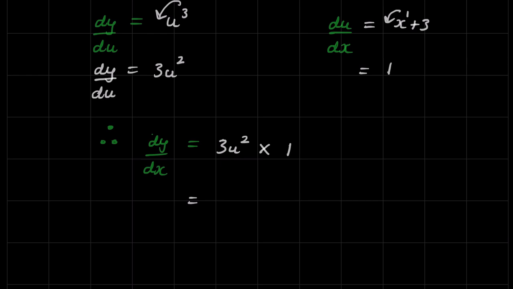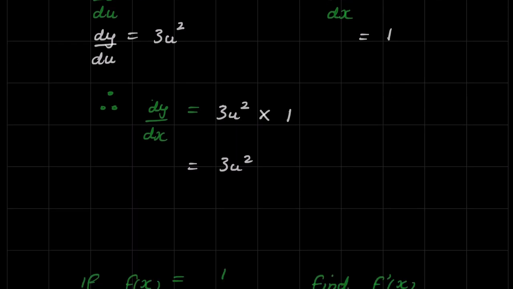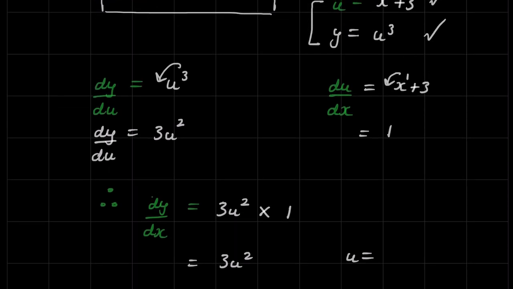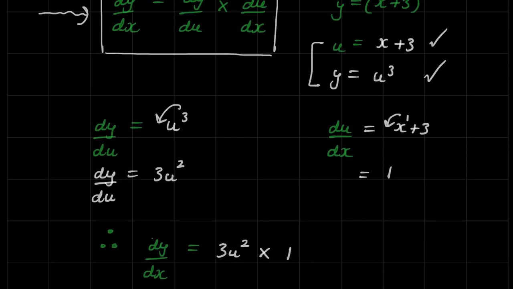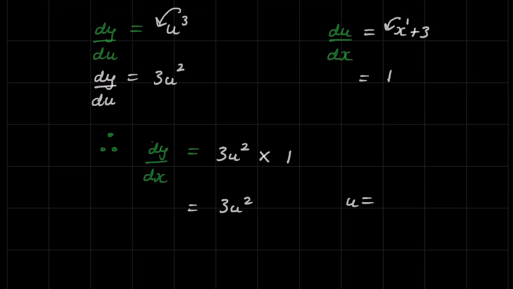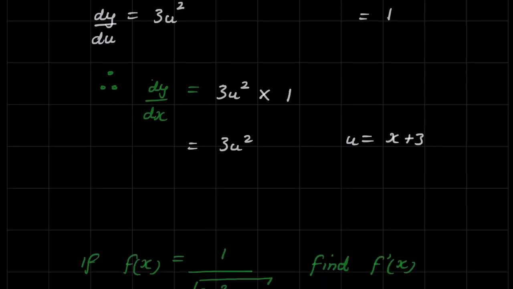And we can simplify this by just writing 3u squared, which is not too bad. But we have to remember that at the start, we did a substitution for this u value. And this u value, we let equal x plus 3. So we have to remember that u is equal to x plus 3. Therefore, we have to put that back in.